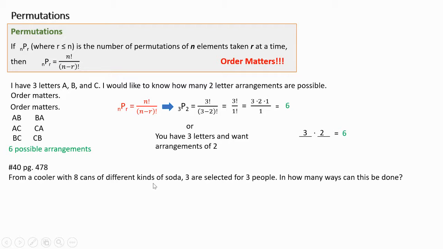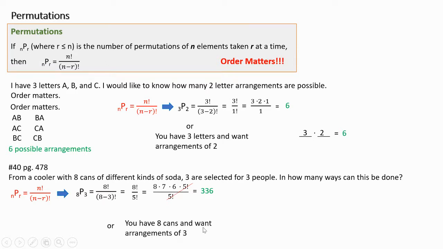From a cooler with 8 cans of different kinds of sodas, 3 are selected for 3 people. In how many ways can this be done? So there's 8, and you want to select them 3 at a time, so it's going to be 8 permutation 3. This can also be put in the calculator, guys, but I like to show you by hand also. So 8 factorial would just be 8 times 7 times 6 times 5 factorial. Why did I stop here? Because I don't want to do extra work. 8 minus 3 factorial is 5 factorial, so these will cancel out to 1. So 8 times 7 times 6 is 336.